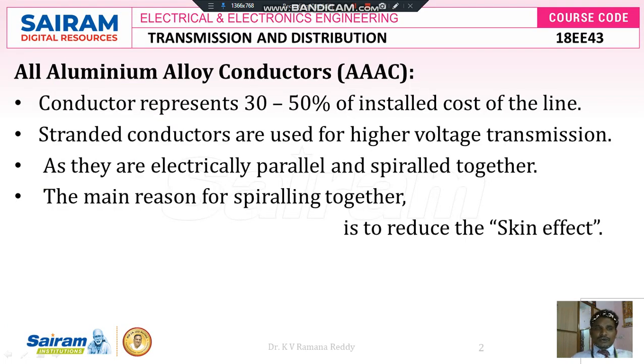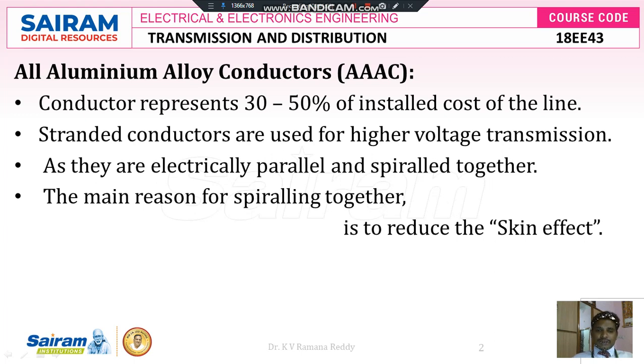So first of all, here we are going to discuss the triple AC, that is all aluminium alloy conductors. These all aluminium alloy conductors represent 30 to 50% of the installed cost of the line. And all aluminium alloy conductors, that is triple AC conductors, are used for high voltage transmission like ACSR conductors, as they are electrically parallel and spiral together.